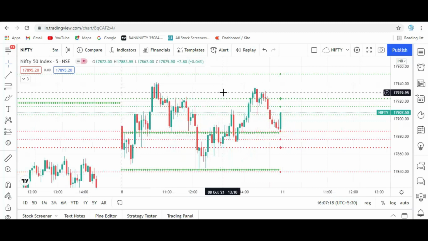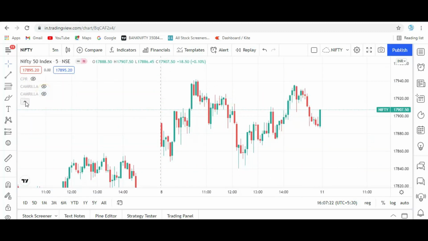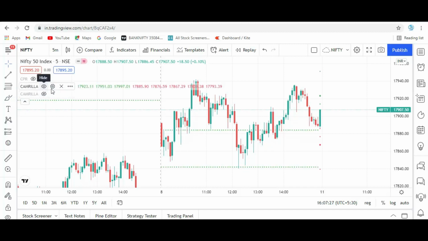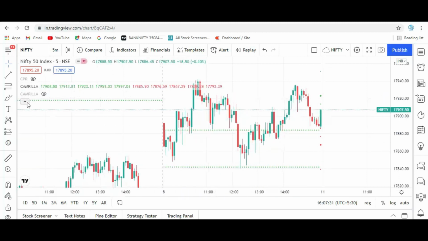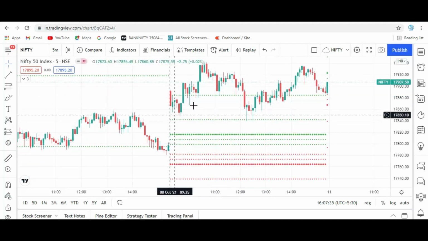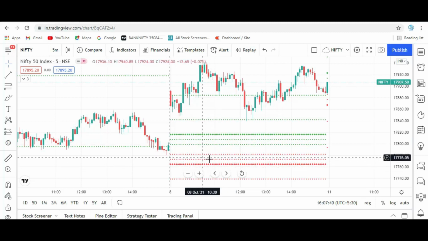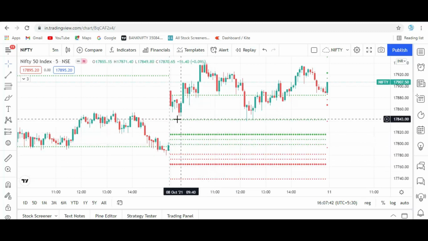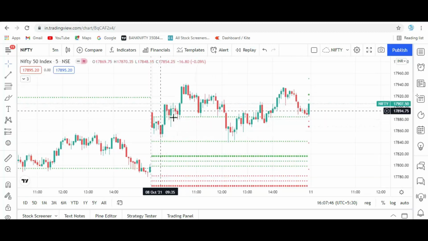I already filtered one. This Camarilla I just turned off. These two indicators are the same, but I just filtered and altered many color variations here. This is today's Nifty chart. This is the H3. This is the L3. L1, L2, H1, H2. H4 is broken on the first candle. Then H5 is touched here.